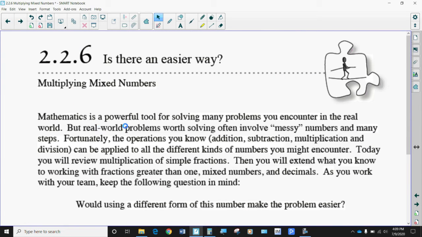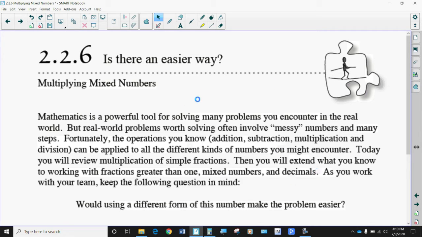Mathematics is a powerful tool for solving many problems you may encounter in the real world, but real world problems worth solving often involve messy numbers and many steps. Fortunately, the operations, addition, subtraction, multiplication, and division, can be applied to all different kinds of numbers you might encounter. Today, you will review multiplication with simple fractions, then extend what you know to working with fractions greater than 1, mixed numbers. And I'm not quite sure if we're going to get to decimals today. Maybe we'll get to decimals.